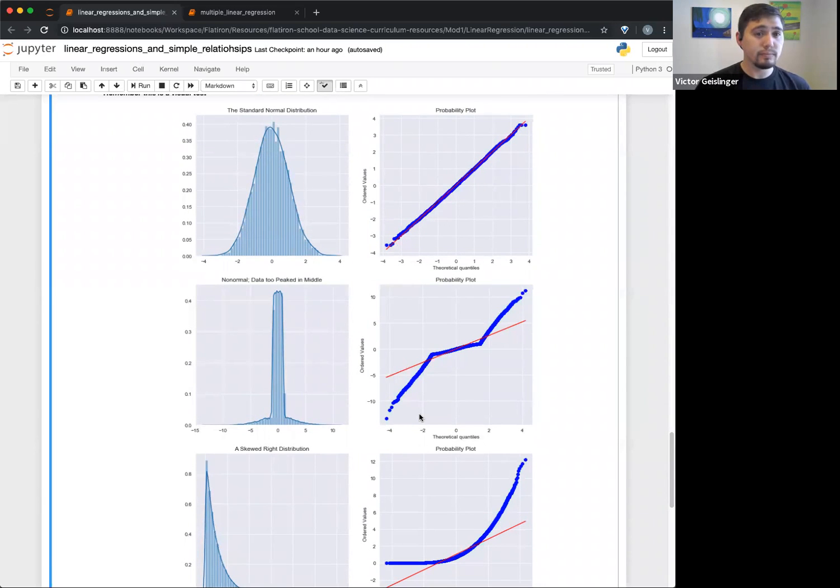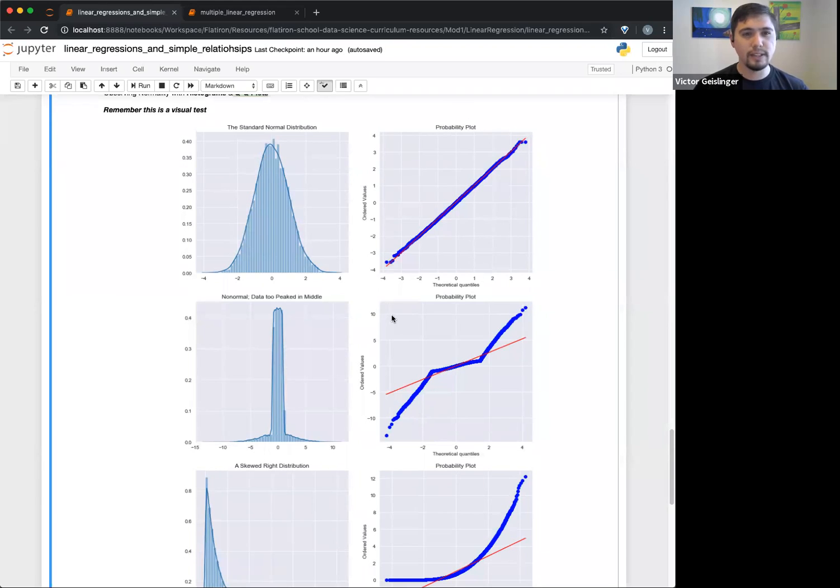But right now, I just want to show you that in general, we need normally distributed residual data, or the residuals need to be normally distributed. Okay, cool. So hopefully that hones it in. Again, the data doesn't have to be normally distributed for linear regression, just the residuals.